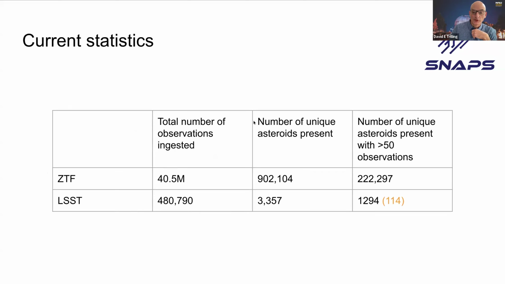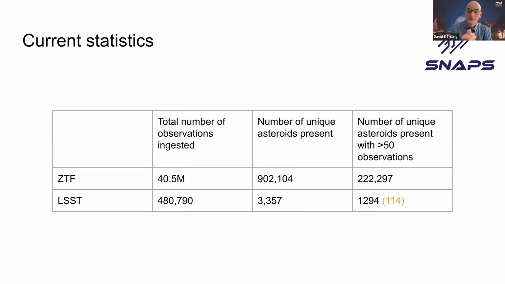The total number of unique asteroids present is just over 900,000, which is a good fraction of all asteroids known in our solar system. That's pretty cool. And the total number of unique asteroids present with more than 50 observations is this 222,000 number. So that's an important threshold for us because, as you'll see later, we derive properties of asteroids.